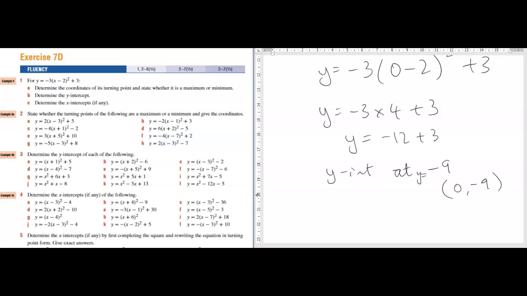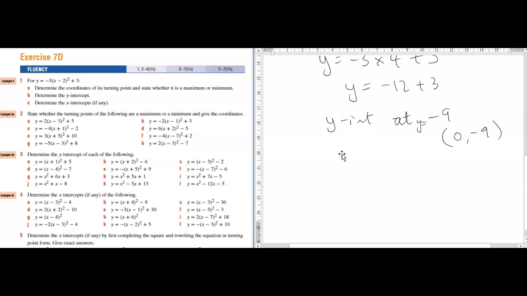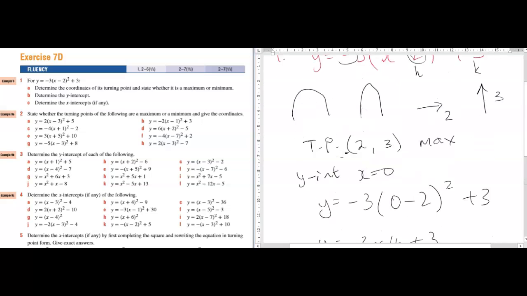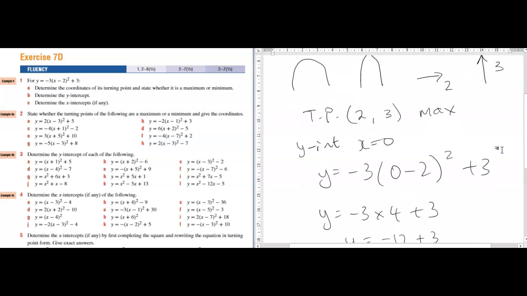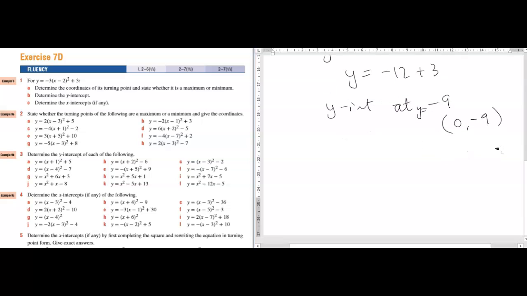What else have we got? The x-intercepts. First of all, you've got to think about what's happening with our equation. It's a negative parabola that's gone up 3, so it does have x-intercepts. If it was a positive parabola that's gone up 3, it wouldn't have any x-intercepts. That's why it's important when you look at your quadratic in turning point form that you understand what it's doing. So let's find the x-intercepts. We let y equal 0.